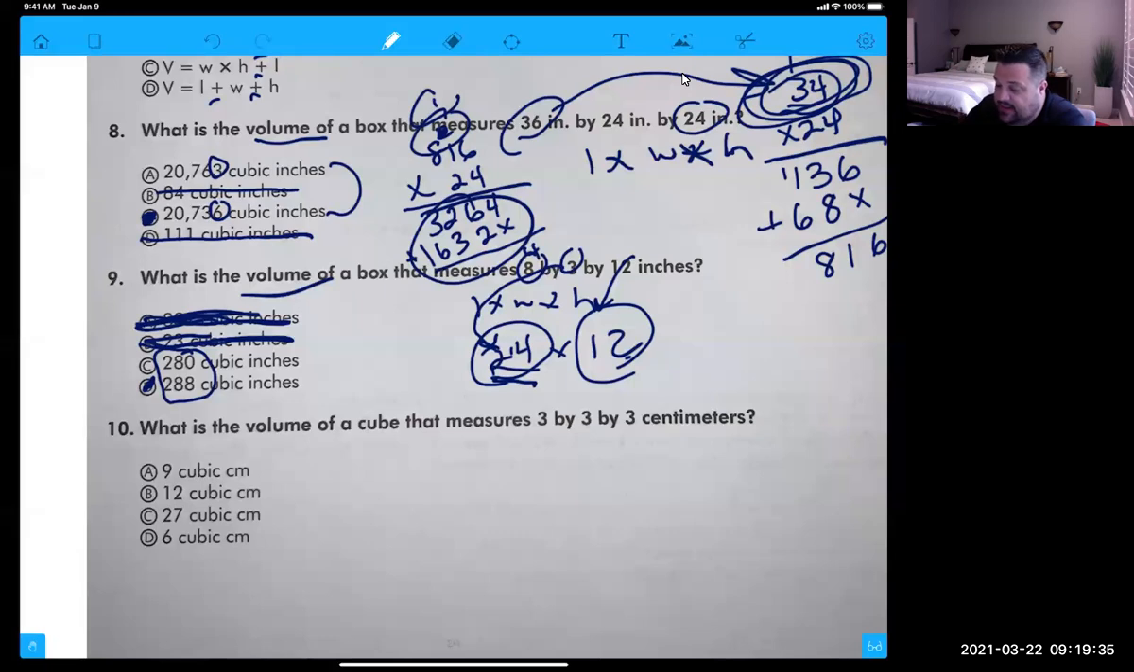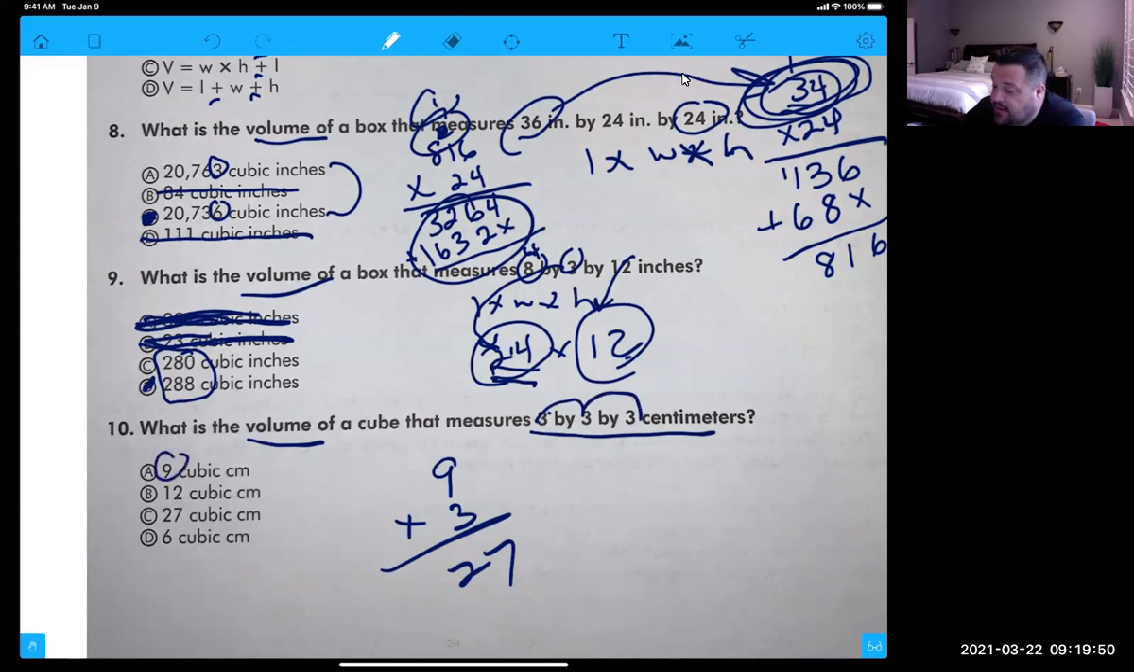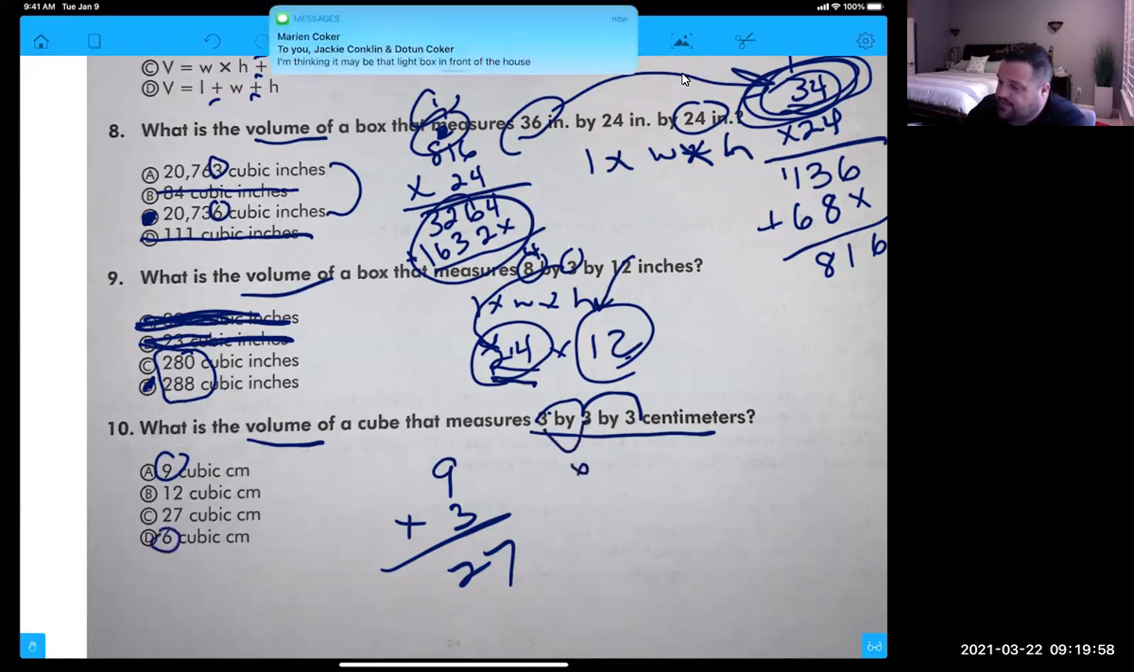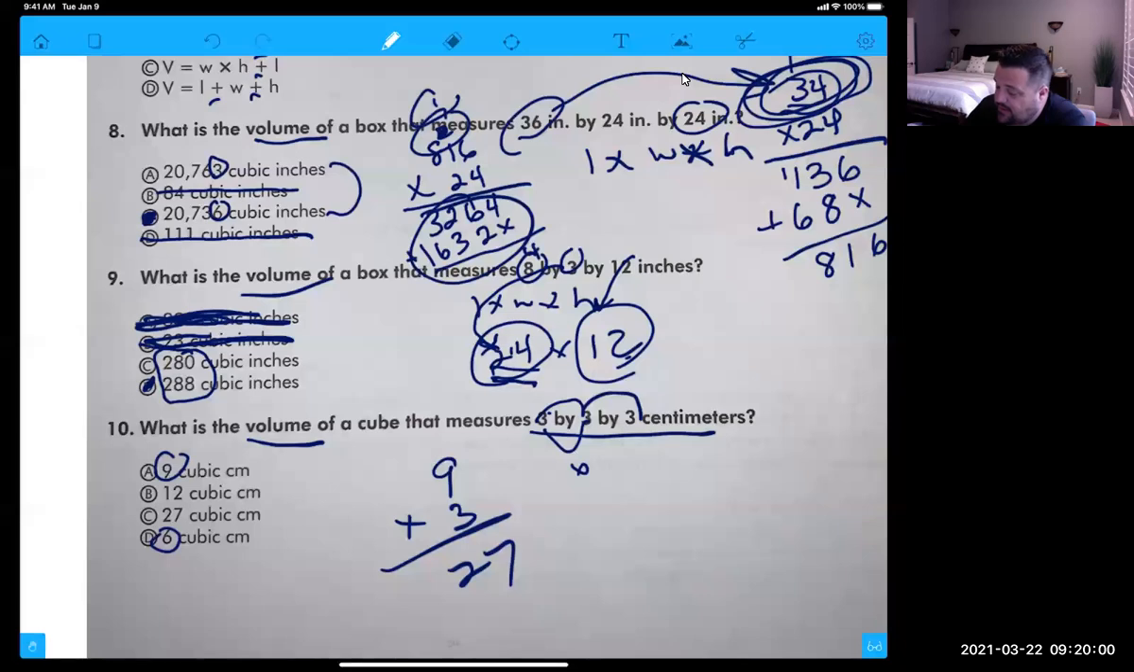Number 10 is the same problem, right? Volume, 3 by 3 by 3. 3 times 3 is 9, times 3 more is 27. You should have got that one pretty easily. But look, if you don't know the formula and you add 3 plus 3 plus 3, 9, there it is right there. If you just added 2 of them, you would get 6, and that's right there. That's how you would get 12, maybe if you accidentally multiplied something.